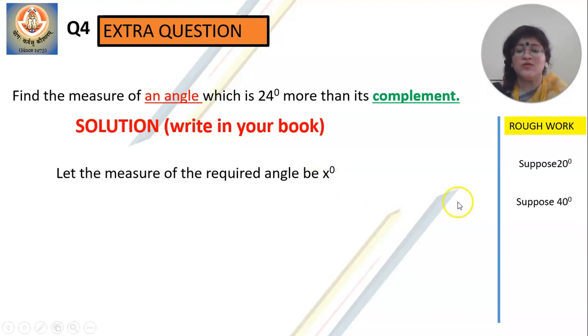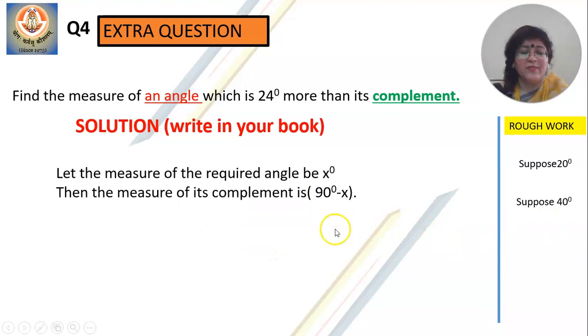Suppose the required angle is 60 degree. What will be its complement? Its complement will be 90 minus 60. So likewise, what do you think will be the next step? Then the measure of its complement is 90 minus x. Students, if you write your x minus 90, it is considered incorrect.